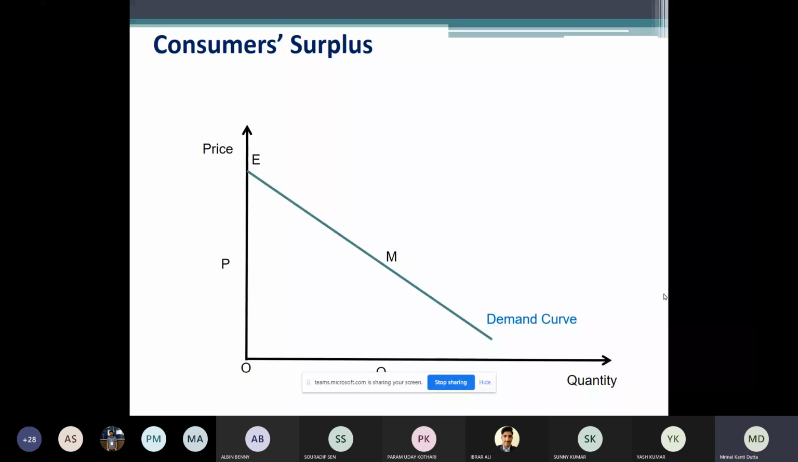If that happens, corresponding to that M, we'll find two things because it's a two-dimensional diagram.